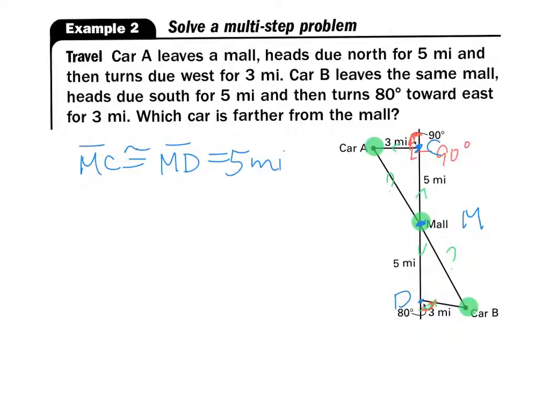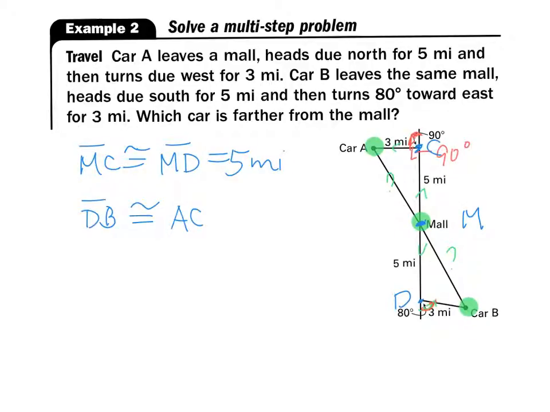So they're congruent. And then we also know that DB at the bottom is congruent to, it's the same length of, what's that? Is that AC on top? It's 3 miles, right?